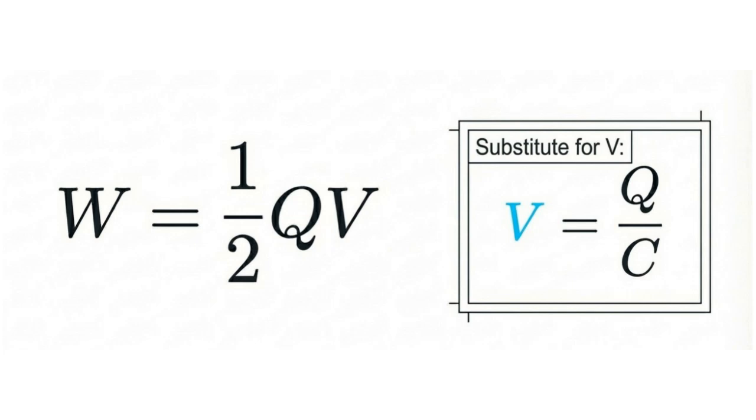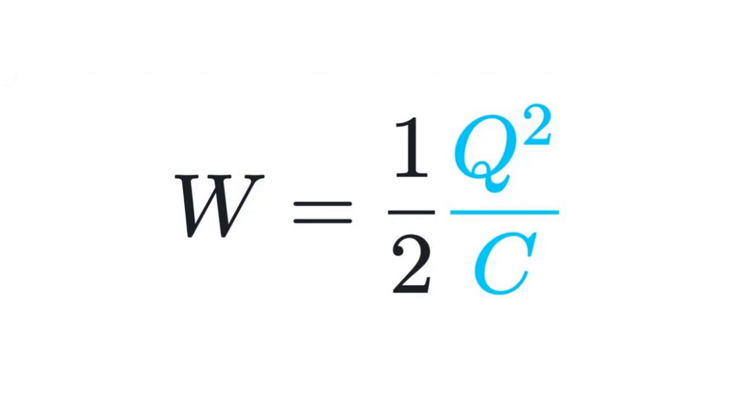This substitution simplifies the formula and guides us in calculating the energy based on the charge stored and the capacitor's capacitance. If you know how much charge the capacitor holds and its capacitance, you can find the energy it stores using this relationship.